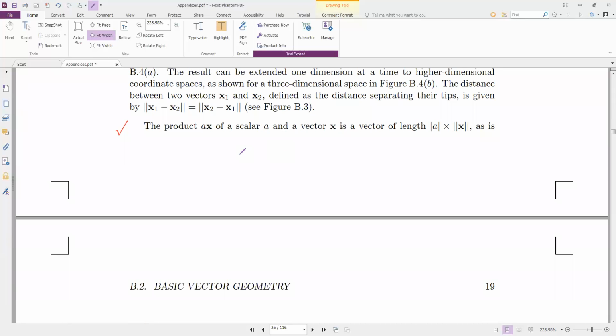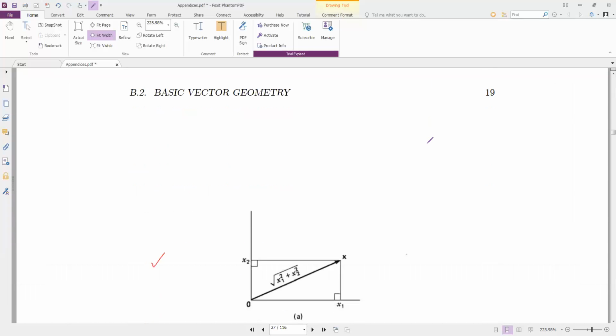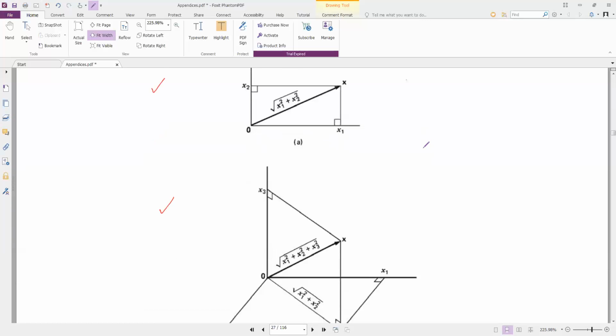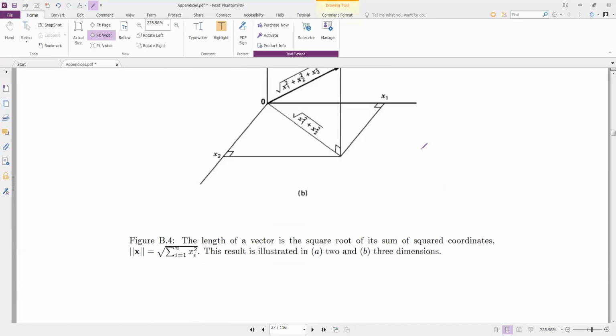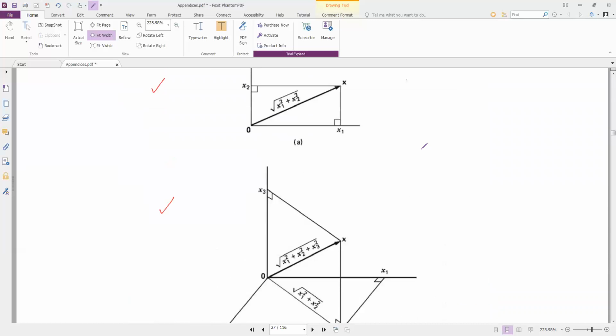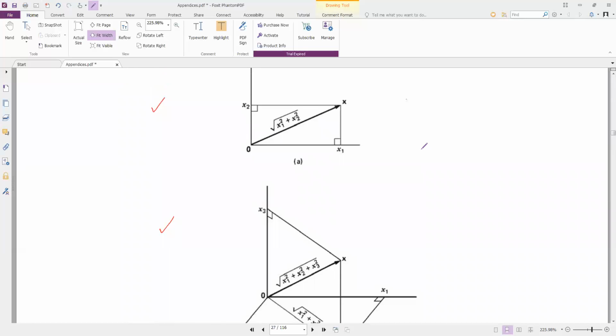Product of a scalar and a vector is the following. So AX, where A is a scalar and X is the vector. And what this does is this lengthens or shortens the particular vector. So here's some examples of length, and those are in 2 dimensions and 3 dimensions. So this is exactly how we compute the length here. Sum those squares, take the square root.